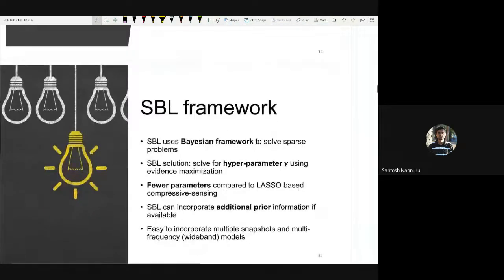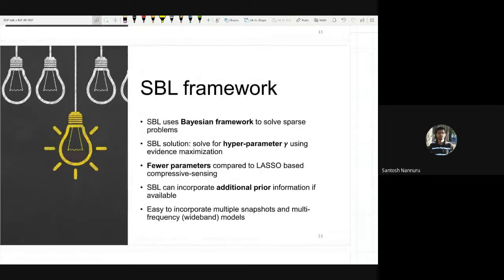So the framework, if you were to state it in a few lines, is this. It is a Bayesian framework to solve problems. You have priors and posteriors, and you solve for the hyperparameter. You don't solve for the vector x directly, but x is described by a parameter gamma, and gamma is what you find. It needs fewer parameters to solve compared to lasso based methods. Even if you have multiple x variables to find, you can nicely tie them up using a common hyperparameter in the prior, because of these probability distributions. That way you have fewer parameters to solve for.